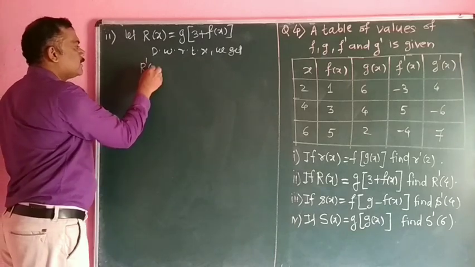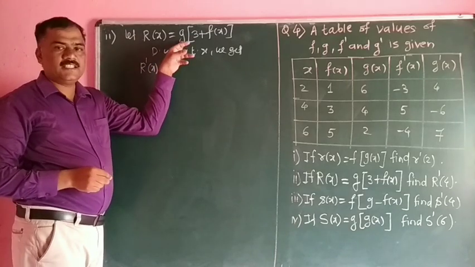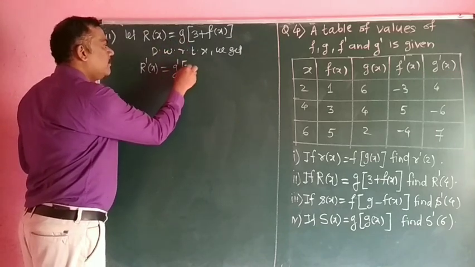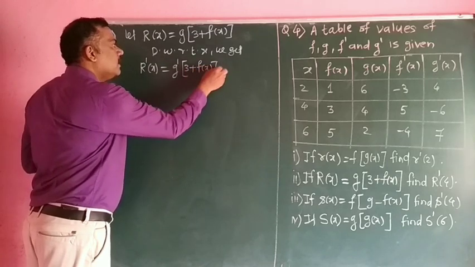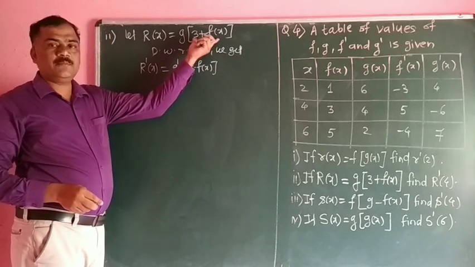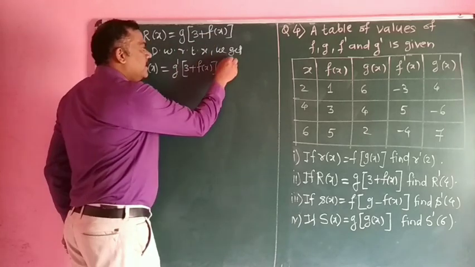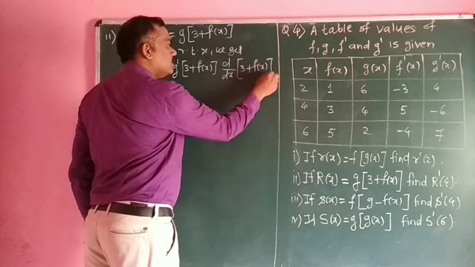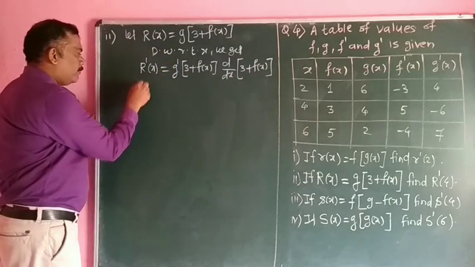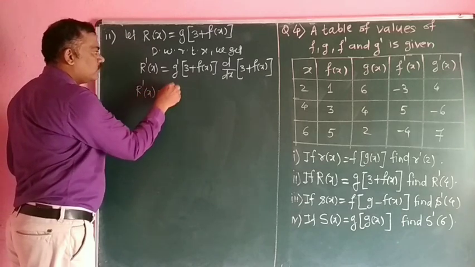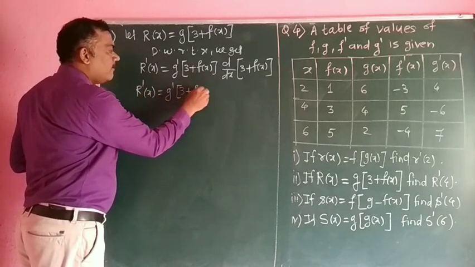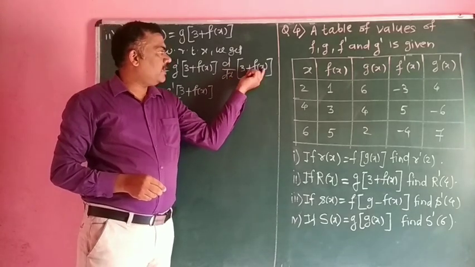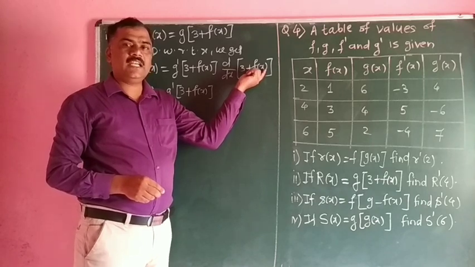What do we get? R dash of x is equal to, first we differentiate g with respect to x. We get g dash of 3 plus f of x into the derivative of 3 plus f of x with respect to x, that is d by dx of 3 plus f of x. So capital R dash of x is equal to g dash of 3 plus f of x into, since 3 is a constant, its derivative is 0, plus the derivative of f of x with respect to x, which is f dash of x.